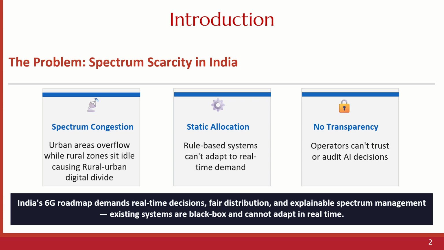Another issue is trust. If a system makes decisions but cannot explain them, people hesitate to rely on it. So explainability becomes very important.